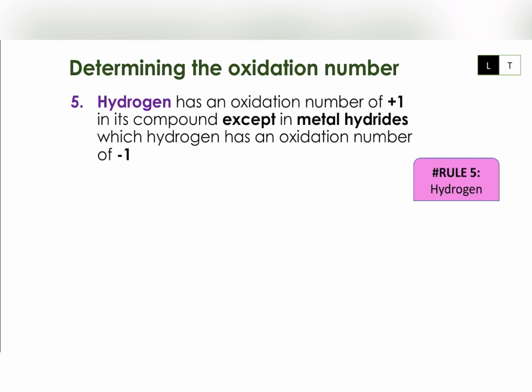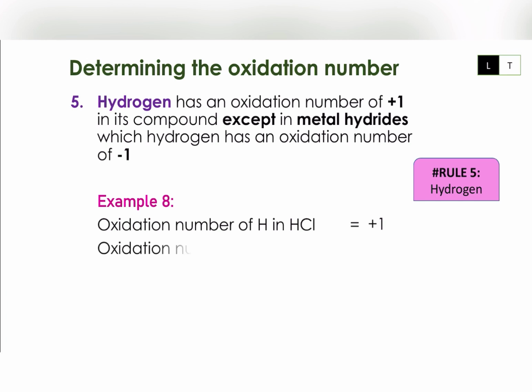Hydrogen will always be positive 1 for its oxidation number, except for metal hydrides. To understand this more, for example, the oxidation number for hydrogen in HCl will be positive 1. However, when a metal combines with hydrogen, for example NaH, sodium is a metal, so the oxidation number changes to negative 1 for hydrogen.